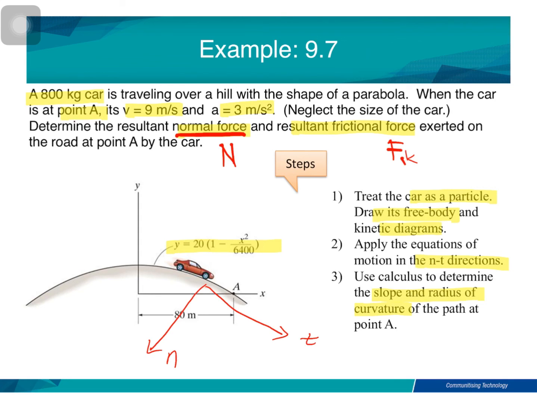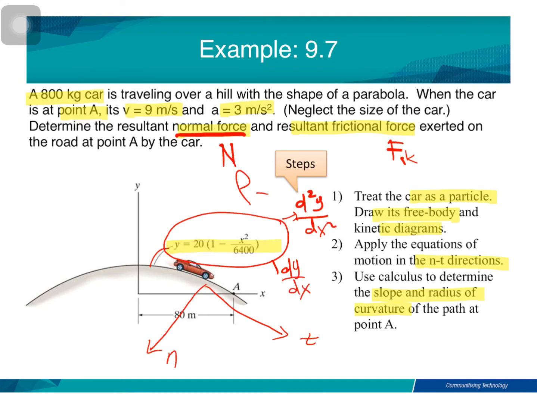Here the curve is given as y is equal to 20 times (1 minus x squared divided by 6,400). So you're going to differentiate first, dy/dx, and then second, differentiate again, d²y/dx², to get rho, because rho is not given.